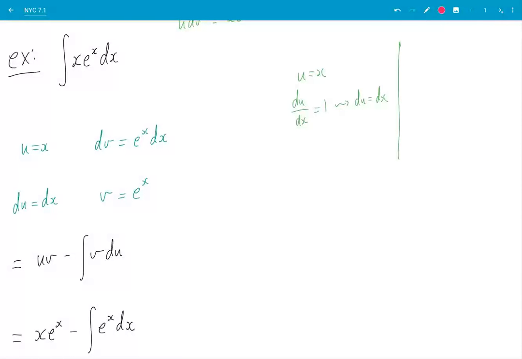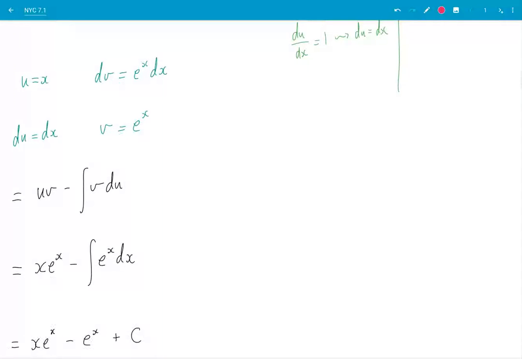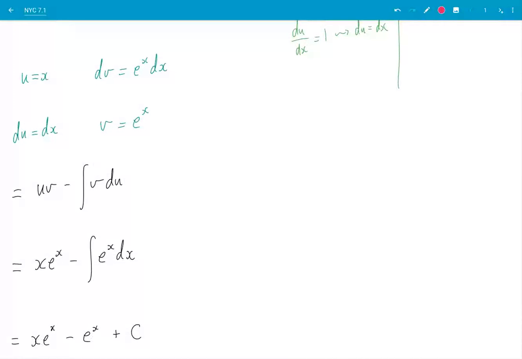And look what happened. The new integral is indeed much better than the original integral. The original integral I was confused about, but this one down here is the simplest of all. It's just e to the x, and that's it. So you can double check that the derivative of this does indeed equal x e to the x.